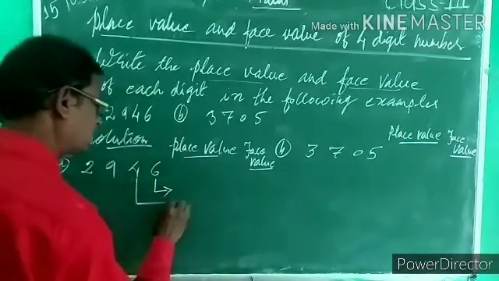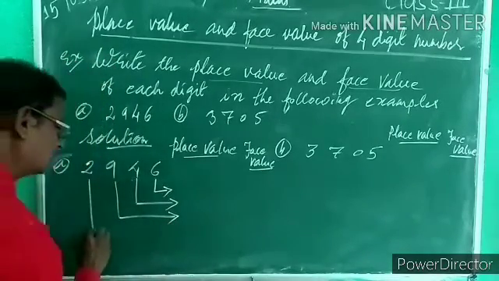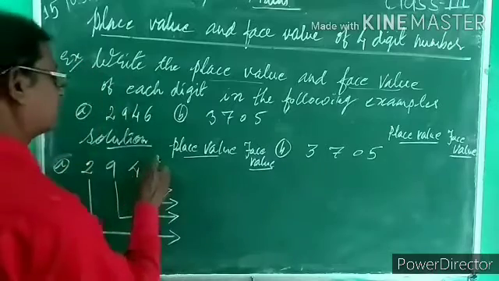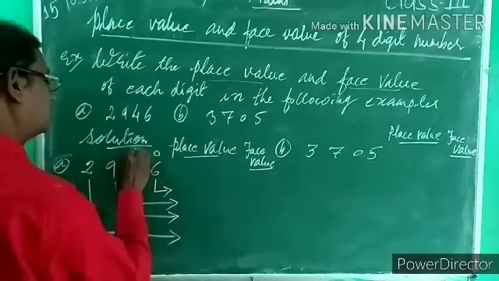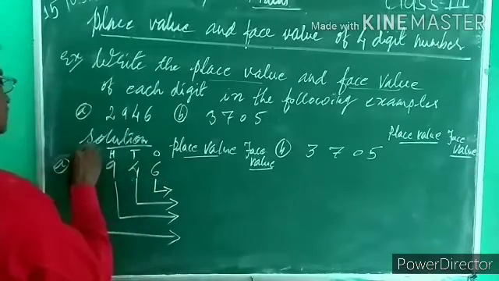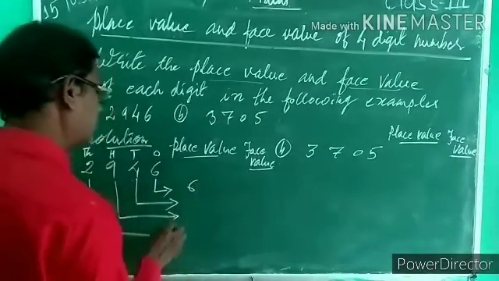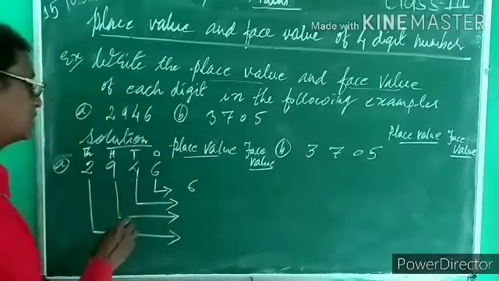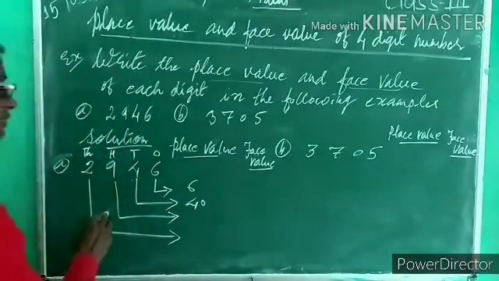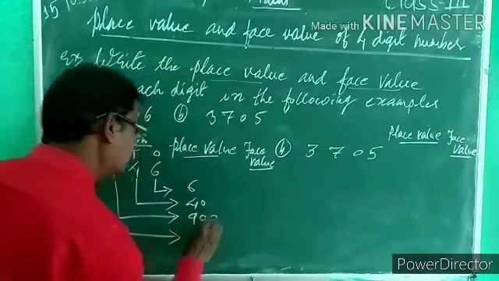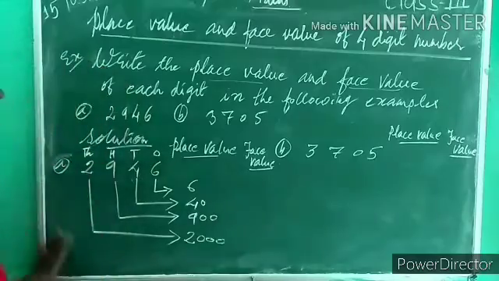Make an arrow like this. We will write the answer directly here. Place value of 6: here 6 is in the ones place, 4 is tens, 9 is hundreds and this 2 is thousands. 6 ones are 6 into 1, directly I am writing 6. 4 tens are 40. 9 into 100 is 900. And 2 into 1000 is 2000. Understood this? This is the place value.